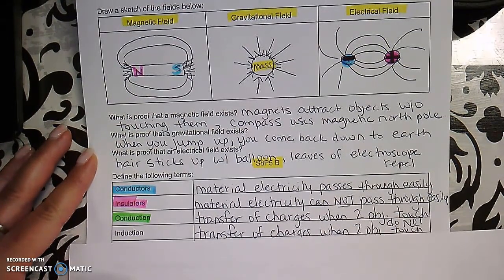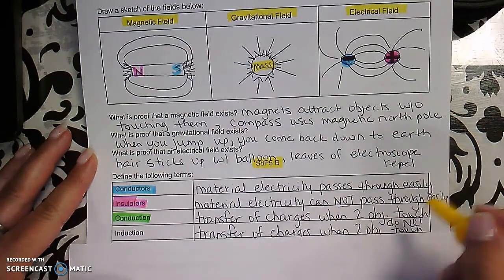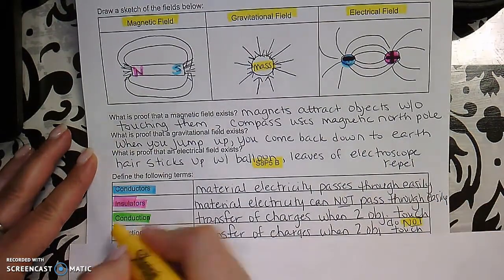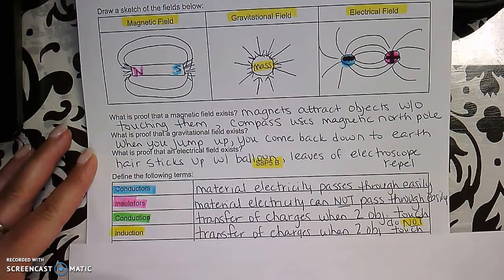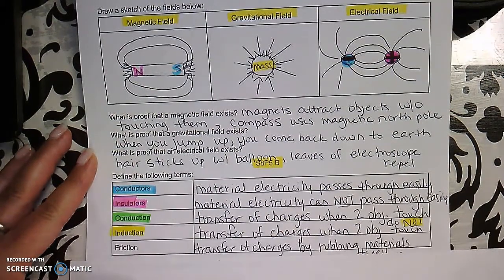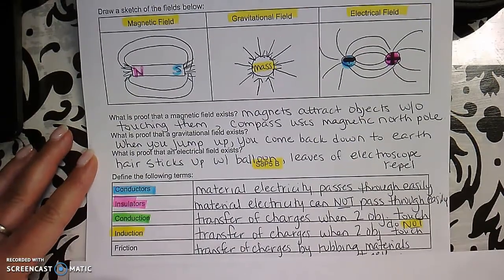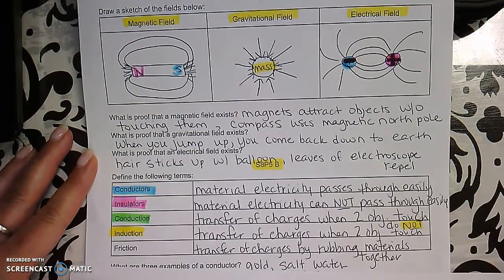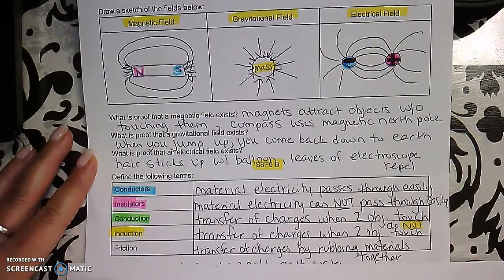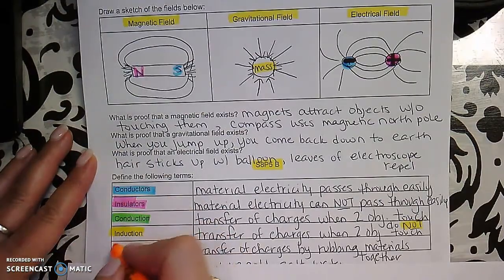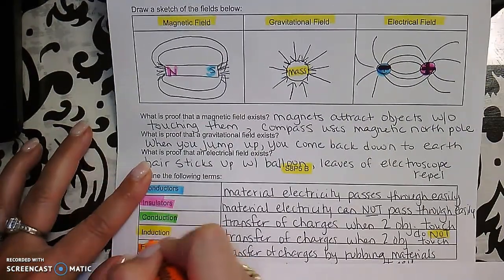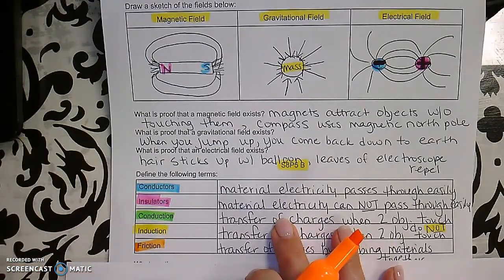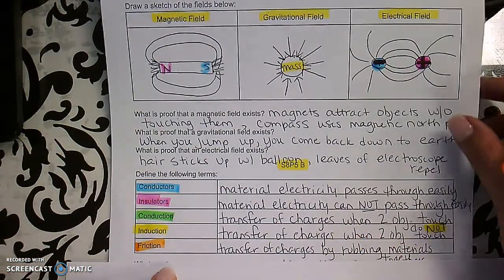Induction is the transfer of charges when two objects do not touch, but they get very close, and those charges are transferred. And last, friction. Friction is the transfer of charges by rubbing materials together. Think about rubbing a balloon on a sweater. Just the generic idea of friction with heat would be rubbing your hands together.